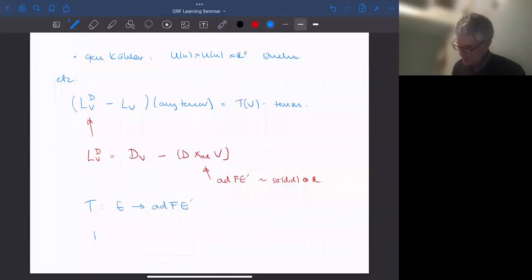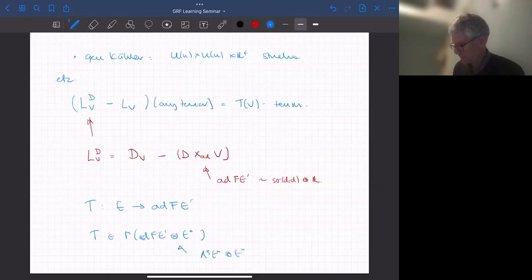Or equivalently, I can think of T as being an element of a section of the adjoint bundle times E star. And it turns out that what actually appears in here is just wedge 3 E star plus E star.